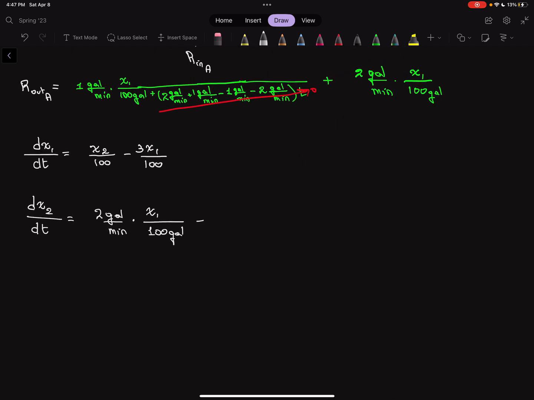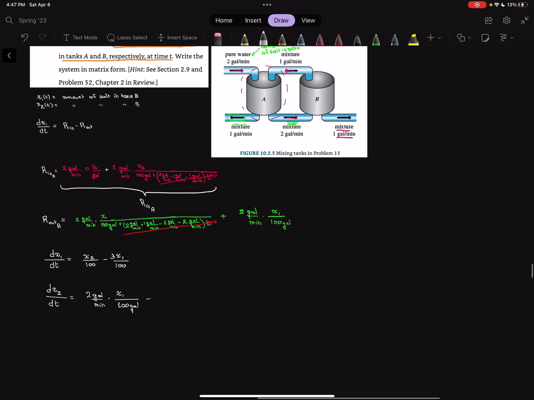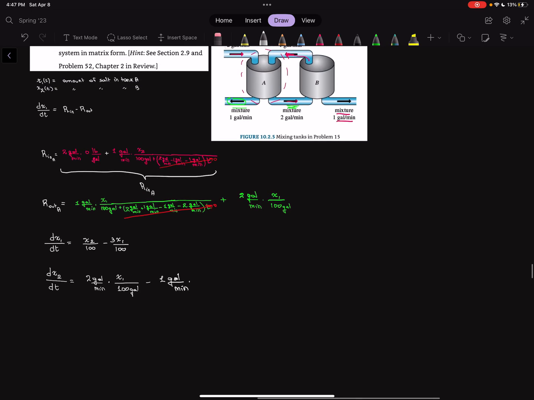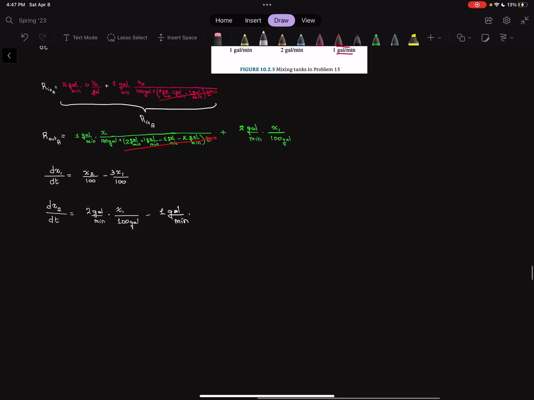And then we need to subtract the stuff that's going out. We have two things that are going out. The mixture that's going into A, this one right here. So how are we going to write that? Well, first of all, I'm going to say -1 gallon per minute. And then, where is the mixture coming from? Well, it's coming from the tank B.